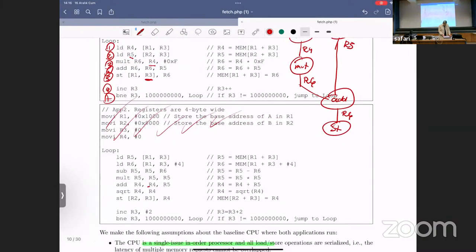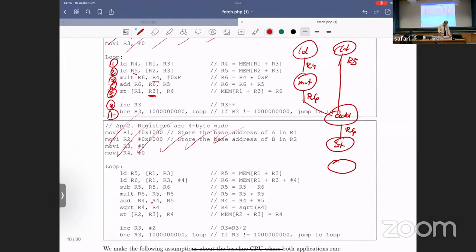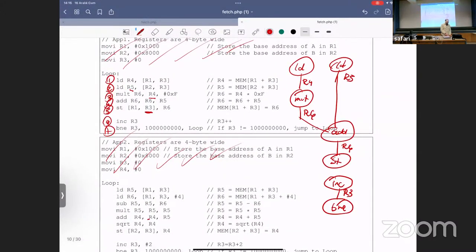So you can only do the inc after, even though this is a false dependency. We need to respect that because there is no way to fix it. The question does not tell you that you should fix it. So you have to do the inc here, and then you're going to give R3, and then you have the branch operation. So this is the data flow graph for this particular application.